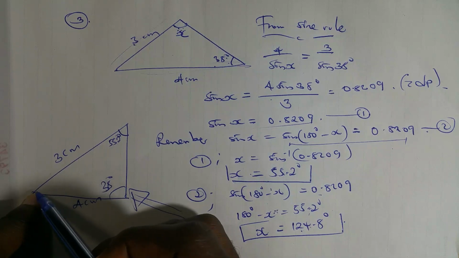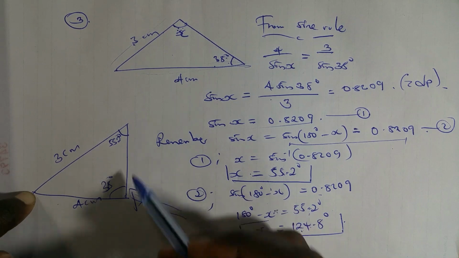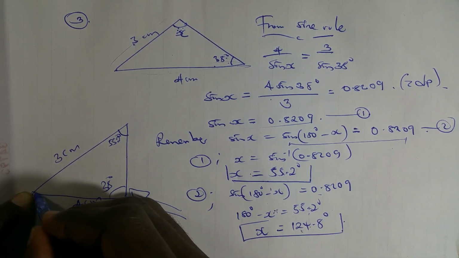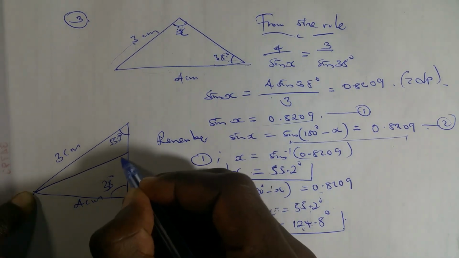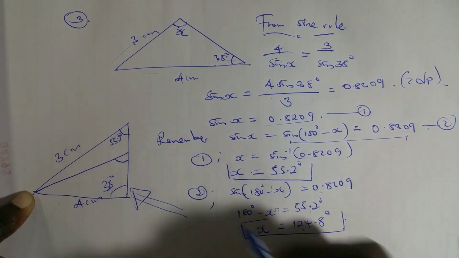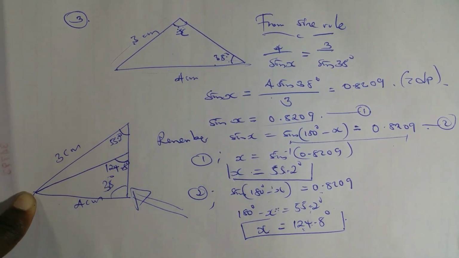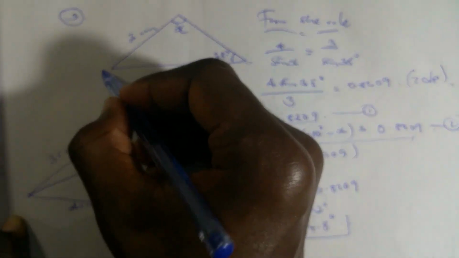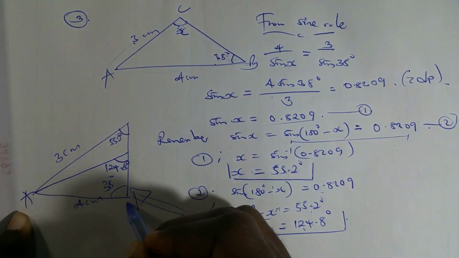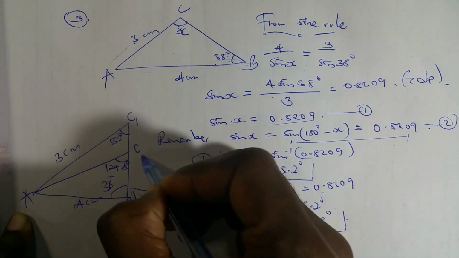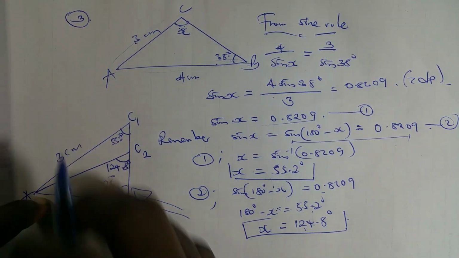Then another line will generate from this point up to that point for the obtuse one. That's this one. So you'd have another line from here up to there. Then you put there the angle, which is 124.8 degrees. So that means if here was A, B, C, this time you're going to have something like A, B, C1 and C2 for the acute and the obtuse. That's how we'd have drawn that.